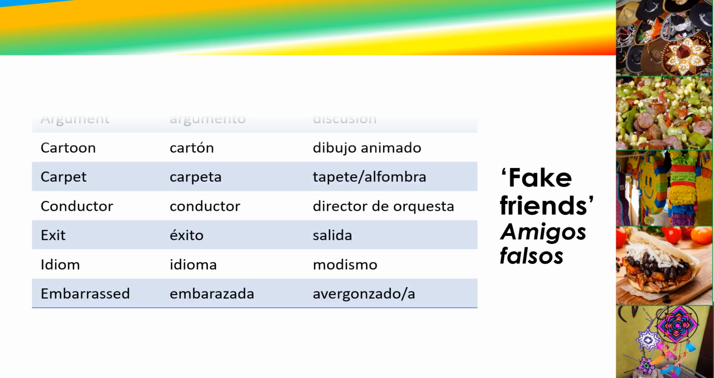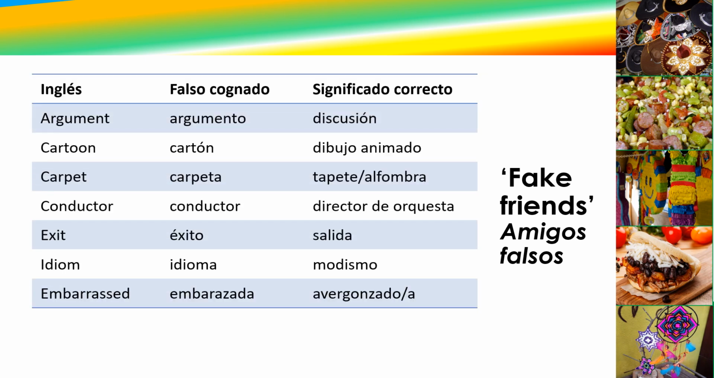So the first one we're going to be looking at is argument. In English, argument, of course, yes, but in Spanish we have this word argumento. This is a false cognate if you're trying to convey the English meaning, which is argument. No, argumento significa plot or line of reasoning. All right, so the plot of a story, argumento. But the correct word to use is discusión.